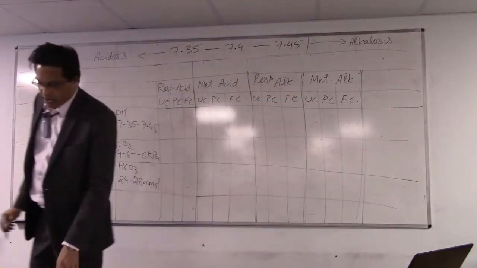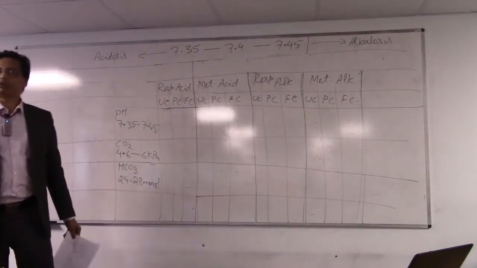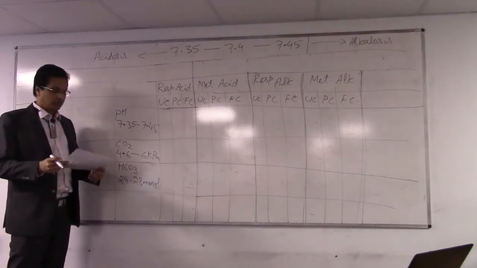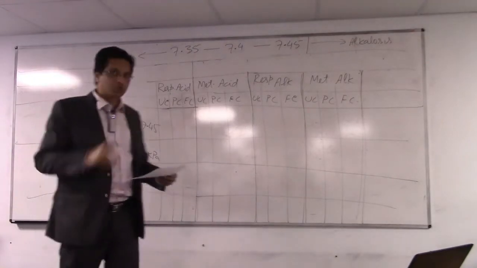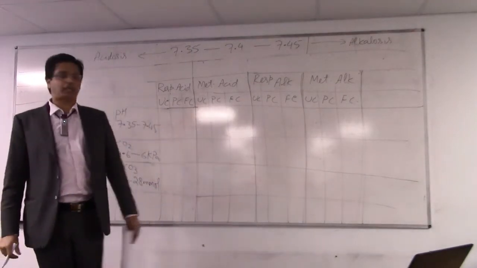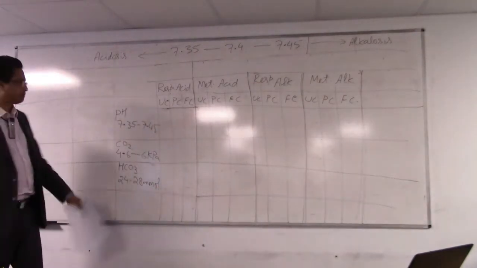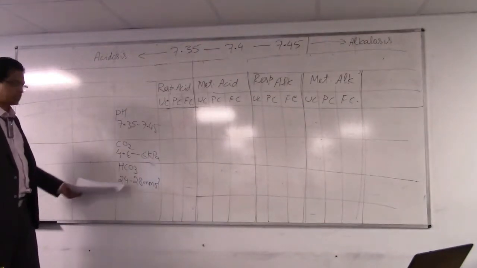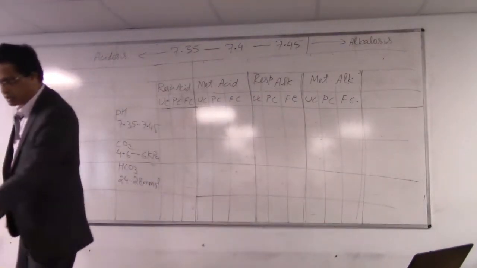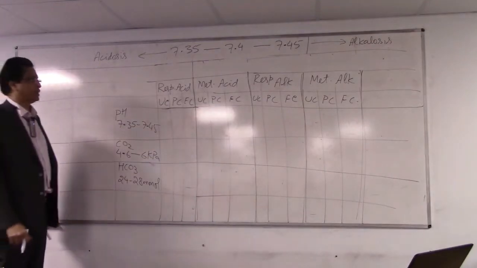Okay, so how to interpret ABG? This is something very important when you start working in the hospital. To interpret ABG, you must look at three things. What are the three things you must look at? pH, carbon dioxide, and bicarbonate. Yeah, pH, carbon dioxide, and bicarbonate.